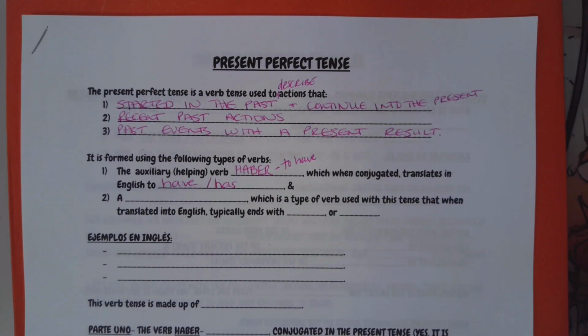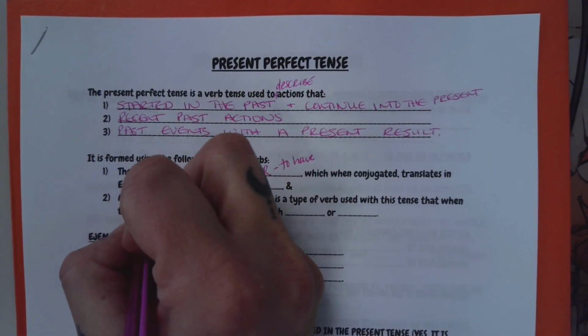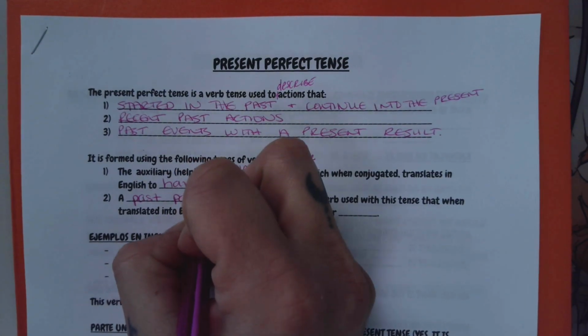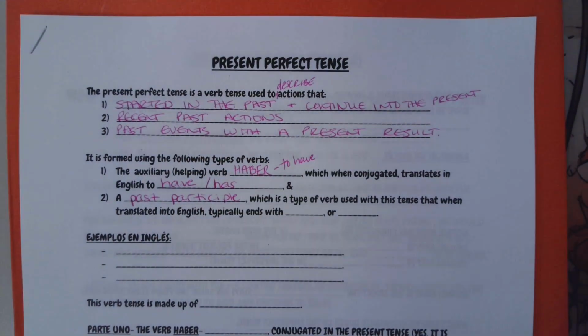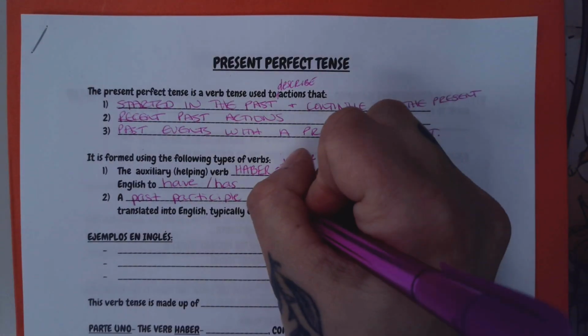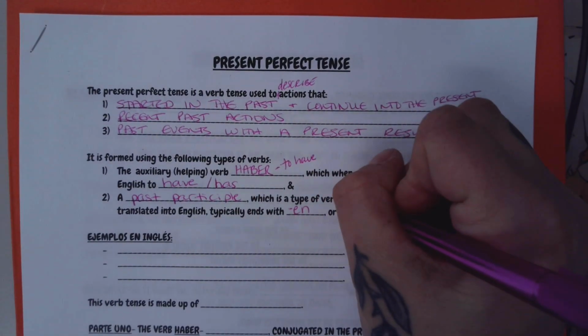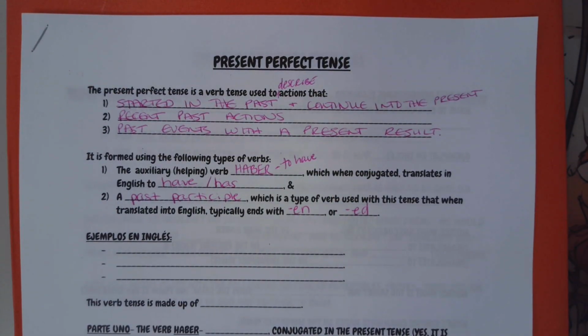The other part of this tense is called the past participle. And the past participle is a type of verb that, when it's translated into English, is typically, not always, ending with either en or ed, not to be confused with preterite tense. Okay, we know our preterite tense wording is similar to ed, like jumped, walked, talked. This is different. So, let's give you guys some context here to work with.